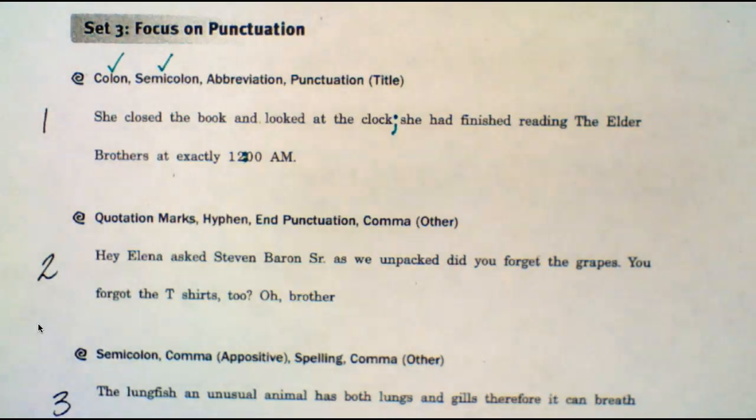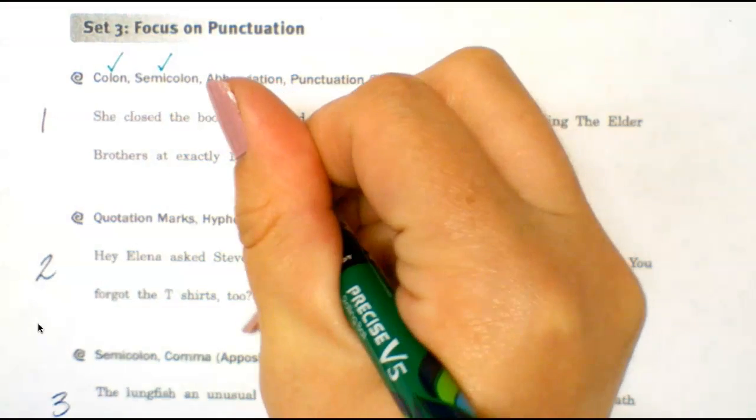Next, I need to fix my abbreviation. We know that abbreviation should have the period between each letter, so I'm going to add a period between the A and the M.